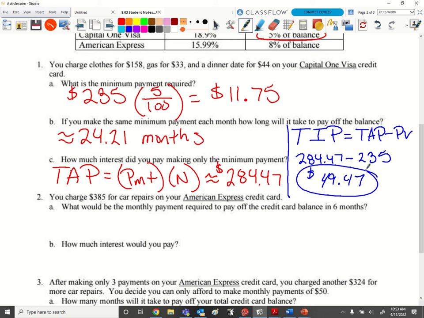That's a lot. So that's why one of the things that I was talking about at the beginning is always pay off your credit cards. Always. Yep, interest is going to kill you. Pay it off 100% every month.